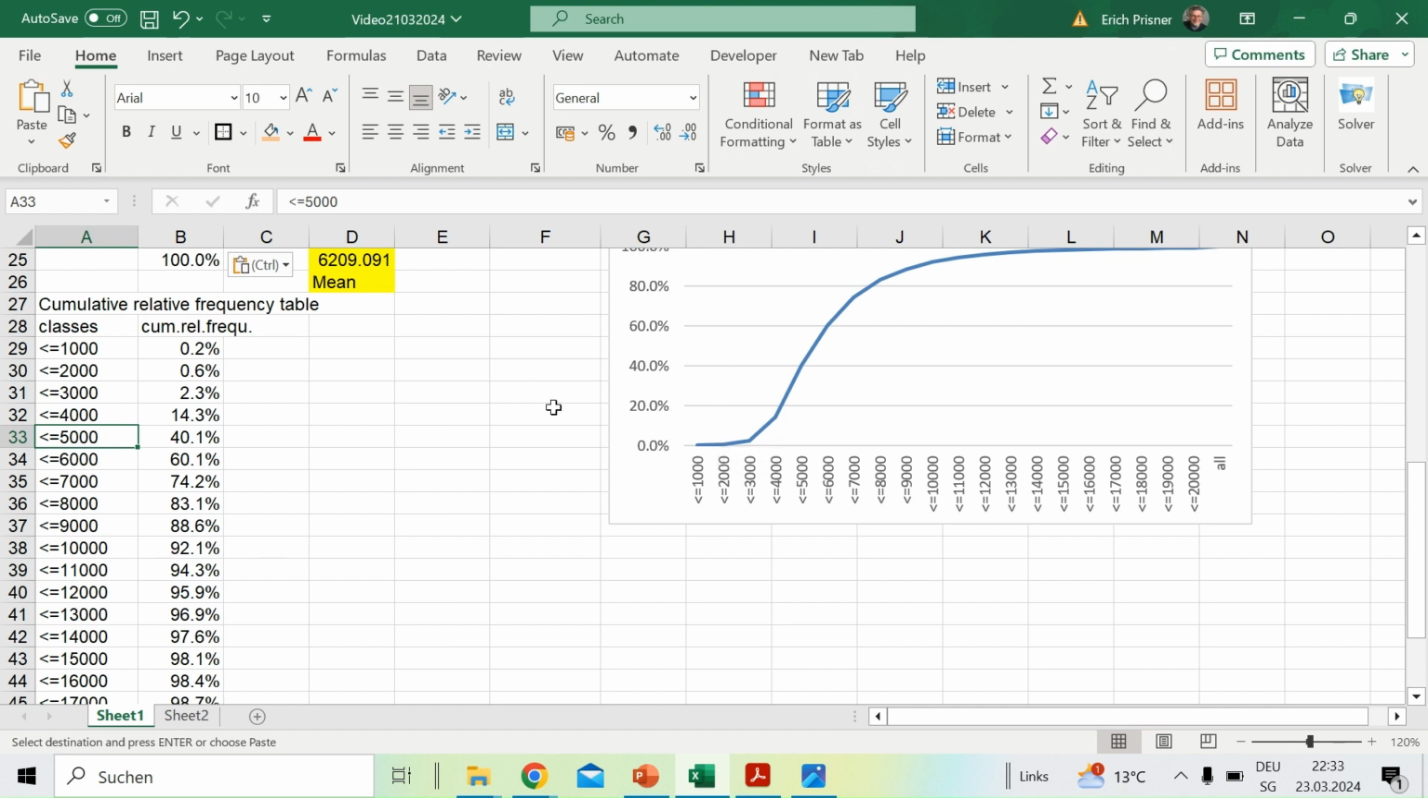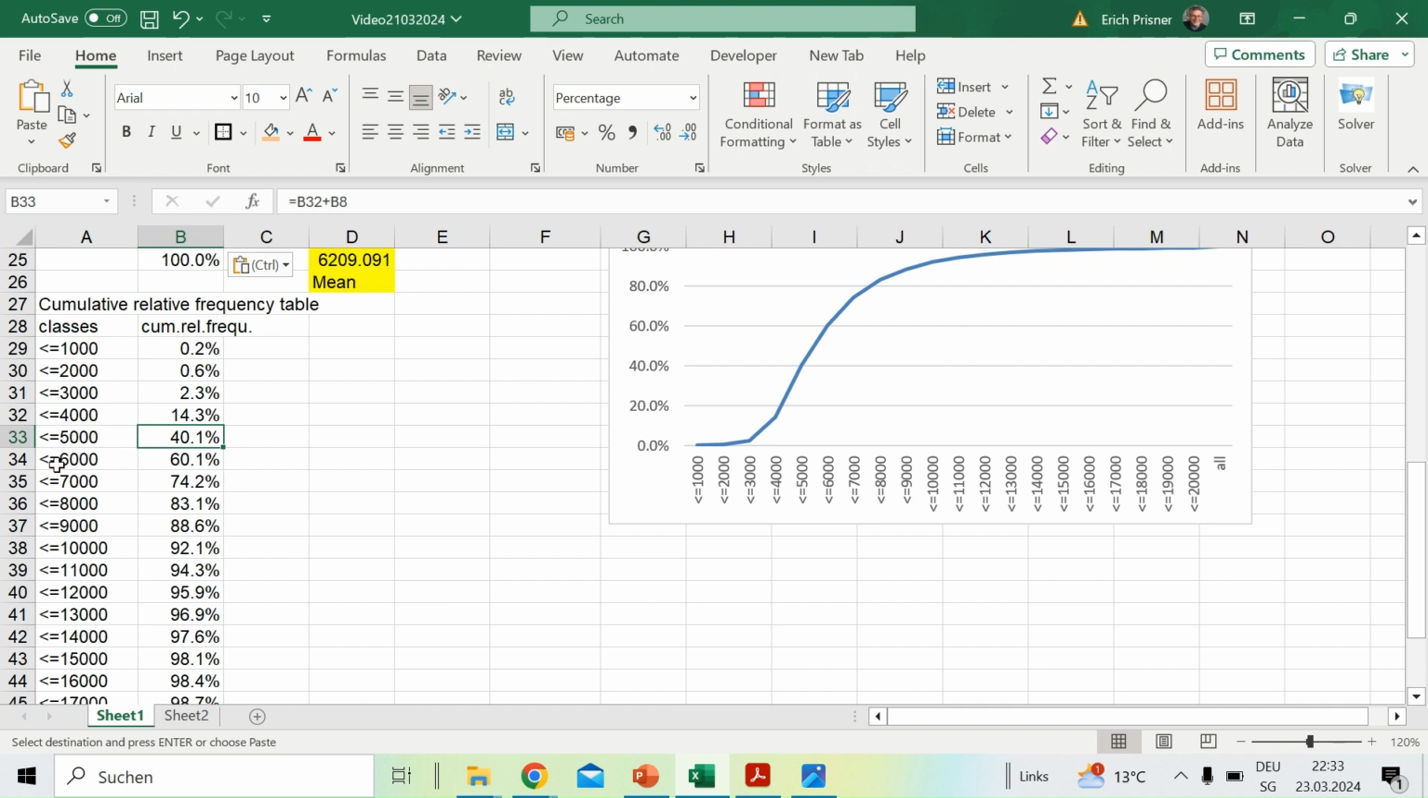Now, remember what the median is. The median is the income which a person makes if 50% of the population make less and 50% of the population make more. And now we know that in the group of those making less than or equal to 5,000 francs, we have 40%. So if you are making 5,000 francs, 40% are making less than you, and the rest is making more than you. That means you are below the median.